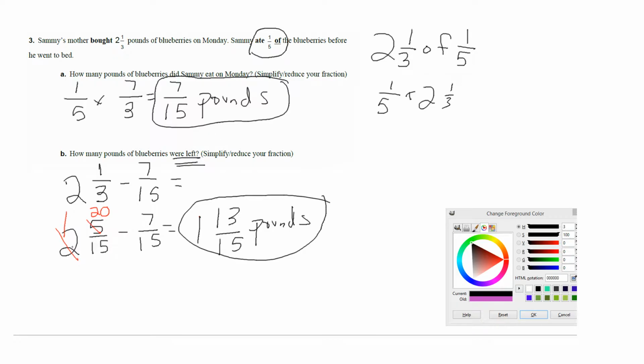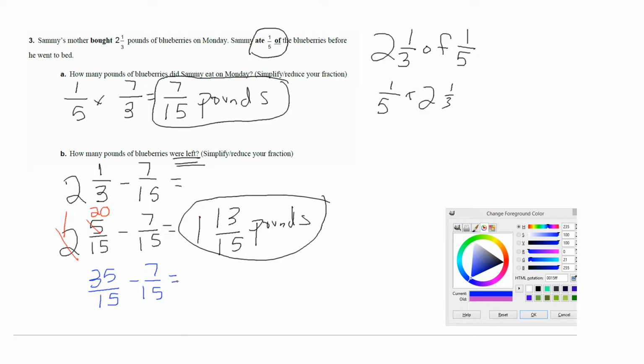I'm going to show you another way, which is to turn this into an improper fraction. And let's do that in blue. I should have been doing the whole thing in like a blueberry blue. But that's okay. We'll do this last part in the blueberry blue. Okay, so here's how we turn this into an improper fraction. 15 times 2 is 30, plus 5 is 35. So we could write 2 and 5/15 is 35/15, and then subtract the 7/15.